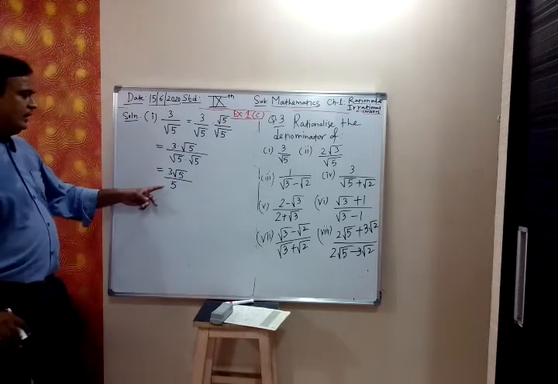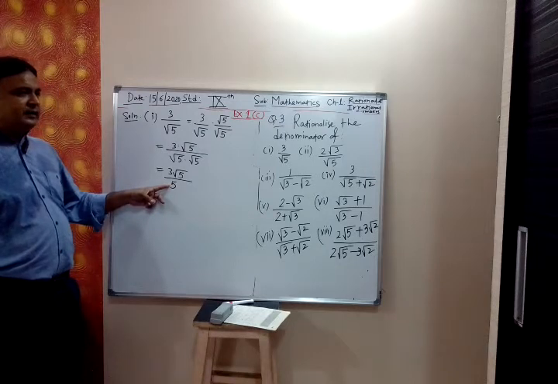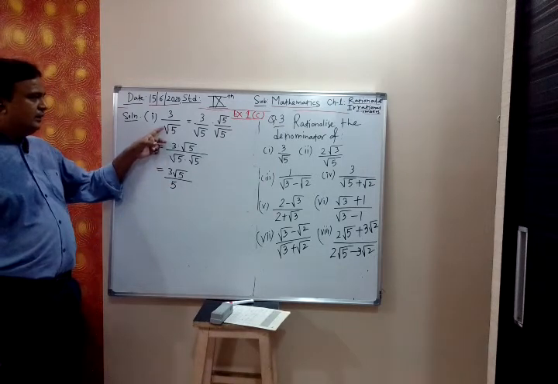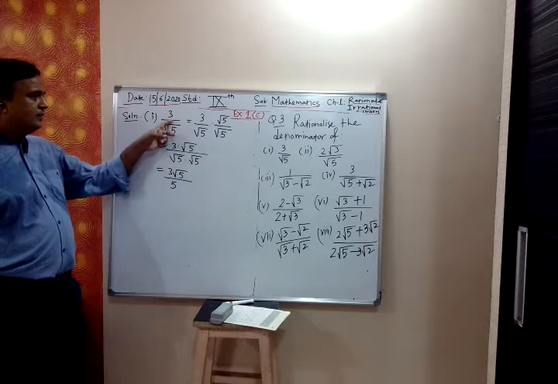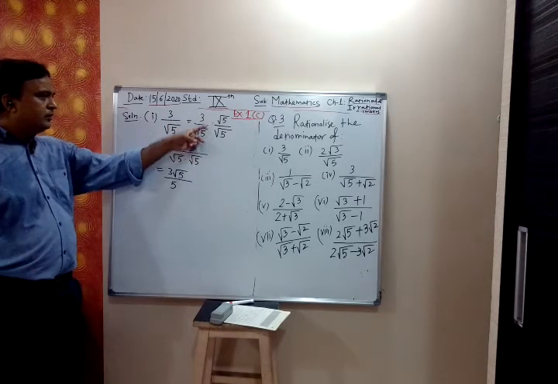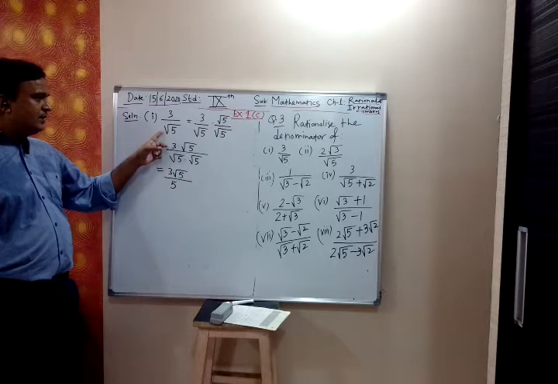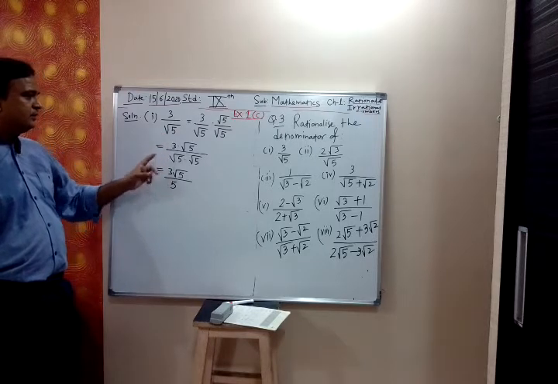Now see, in the denominator there is no irrational part. In the beginning the denominator was root 5, but after multiplying and dividing by root 5, there is no root 5 in the denominator. That means we have rationalized. That irrational part from the denominator we have removed.